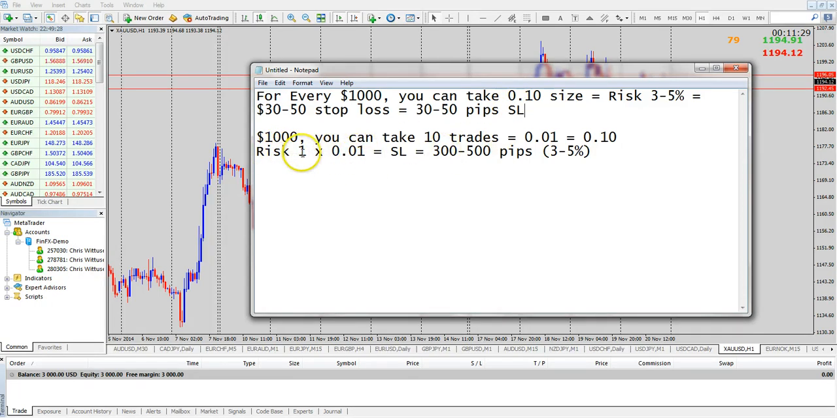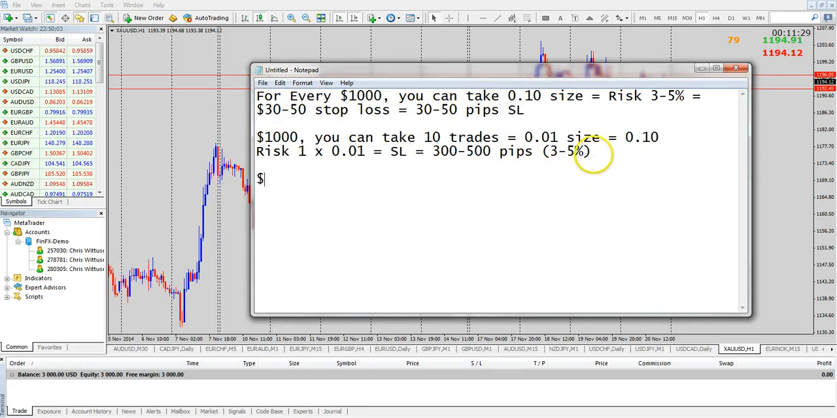How do you manage risk? If you have $1,000, you can take 10 trades times 0.01 size. That equals a combined 0.10. If you take one trade, it's 300 to 500 pips. If you take 10 trades, it's the same. The combined losses of all 10 trades cannot exceed $30 to $50, right?